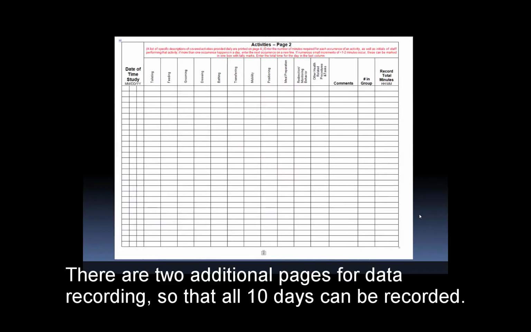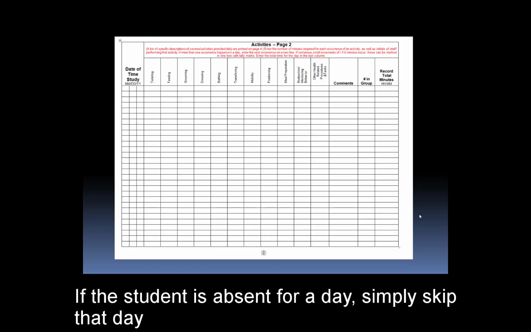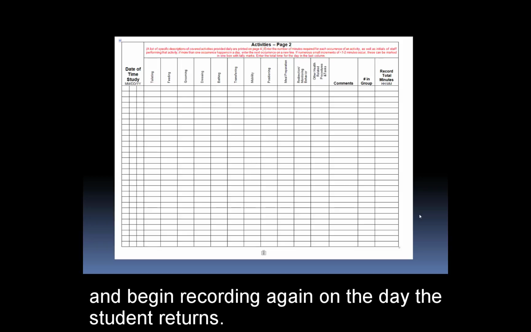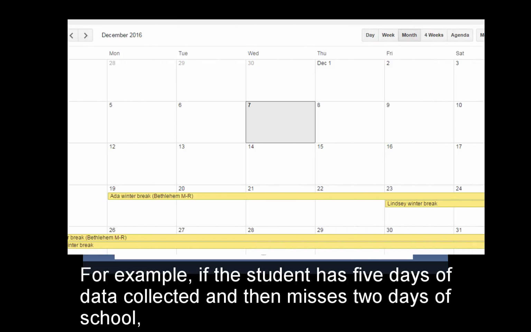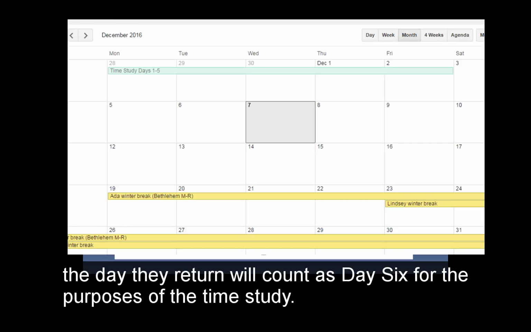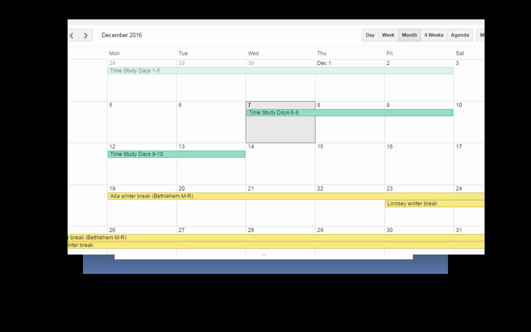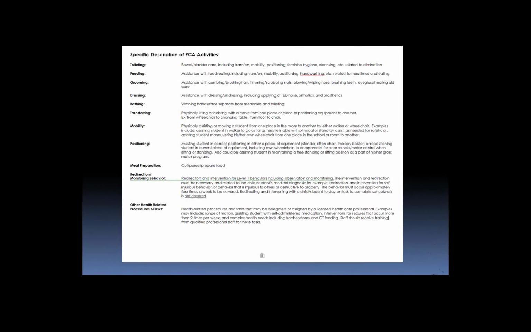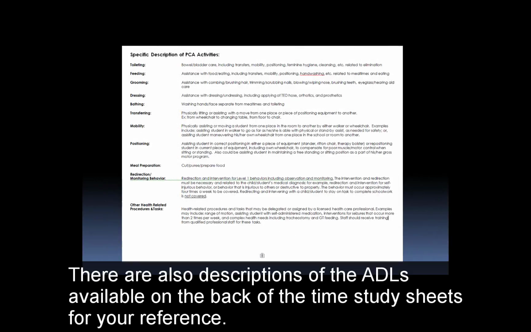There are 2 additional pages for data recording, so that all 10 days can be recorded. If the student is absent for a day, simply skip that day and begin recording again on the day the student returns. For example, if a student has 5 days of data collected and then misses 2 days of school, the day they return will count as day 6 for the purposes of the time study. There are also descriptions of the ADLs available on the back of the time study sheets for your reference.